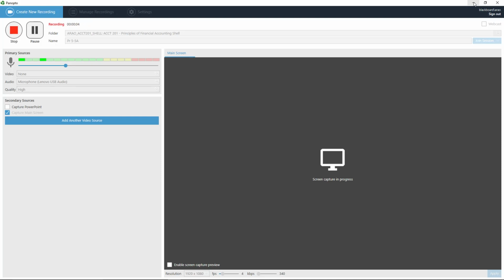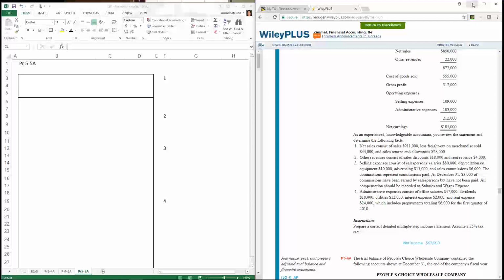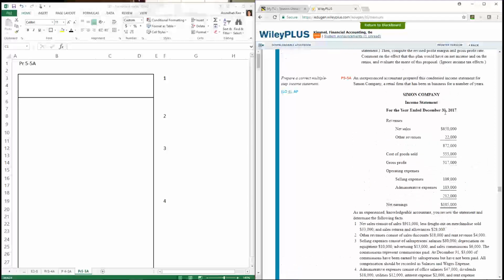Let's start working with Chapter 5, Problem 5-5A. In this problem, we are told that an inexperienced accountant has prepared this condensed income statement for Simon Company, a retail firm that has been in business for a number of years. This is for the year ended December 31st, 2017. As you notice over here, it's in a highly condensed form, which means we don't have any details.